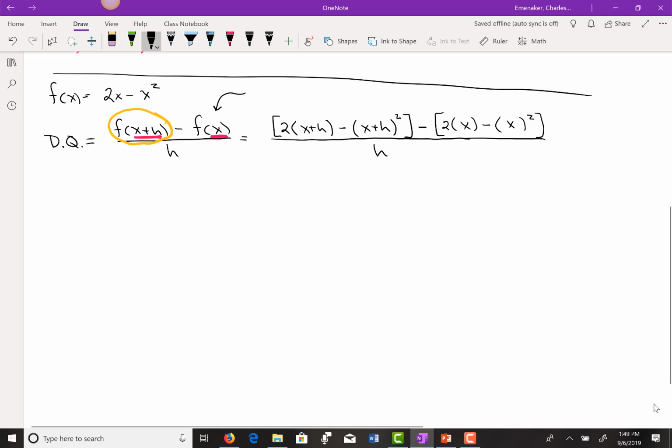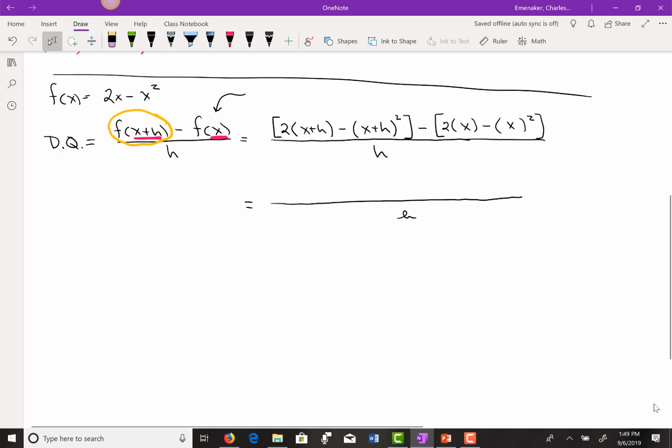Okay, time for some algebra. Wait a minute. That's what we're here for. On this first term, thank you. What are we going to do when we have 2 times the sum of x plus h?